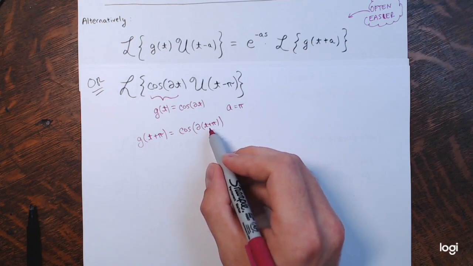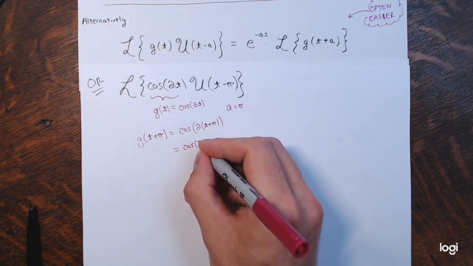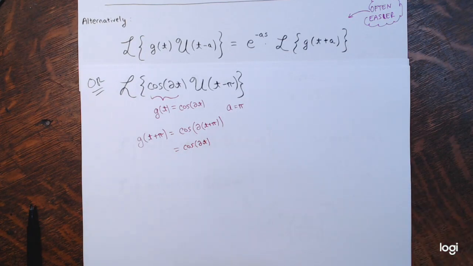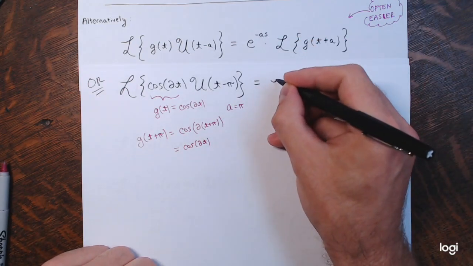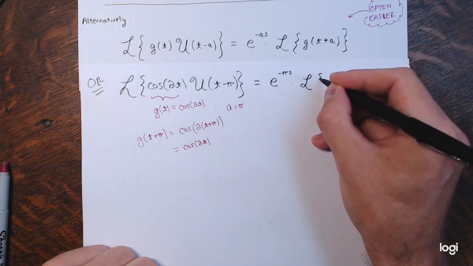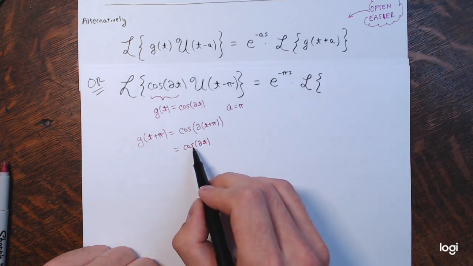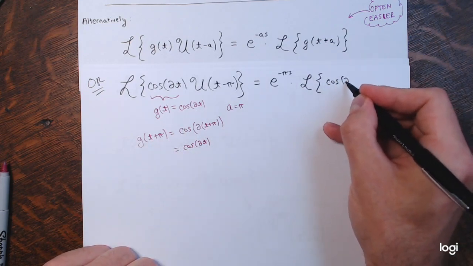Well, the cosine of 2t plus 2 pi would just be the cosine of 2t. So I can very easily simplify that, and that works out wonderfully. All right. So when I'm done here, this is going to be equal to e to the negative pi s times the Laplace transform. And the value of g at t plus pi we saw is just the cosine of 2t.